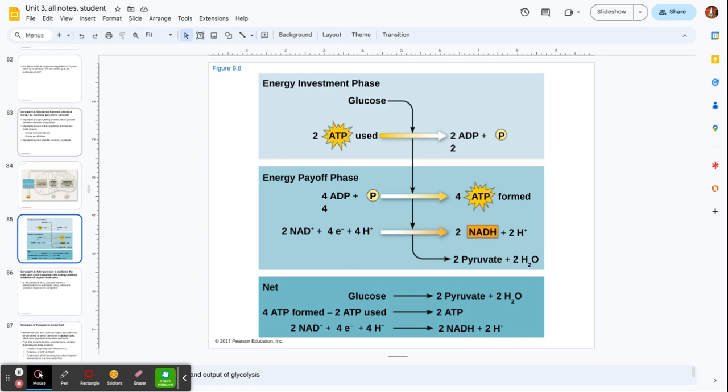This is kind of a breakdown of what's going on, and really a summary. I know it seems complicated. It's not too bad when you break it down a little bit. Let's just start at the top. We have an energy investment phase. So we're taking glucose and, okay, we have to invest something in it. So the first thing we do is we jumpstart it and we use a couple of ATPs. Okay.